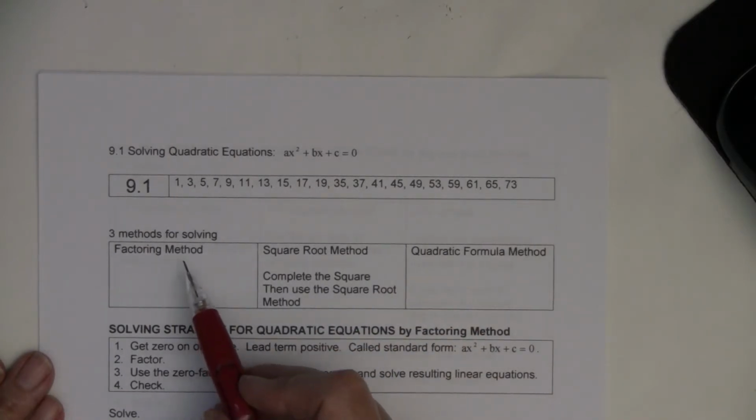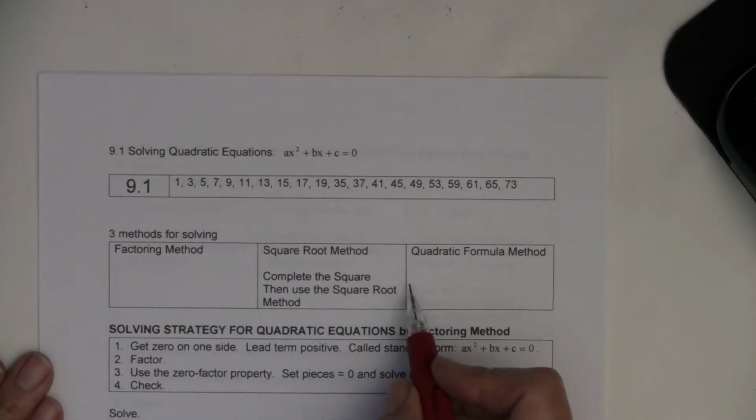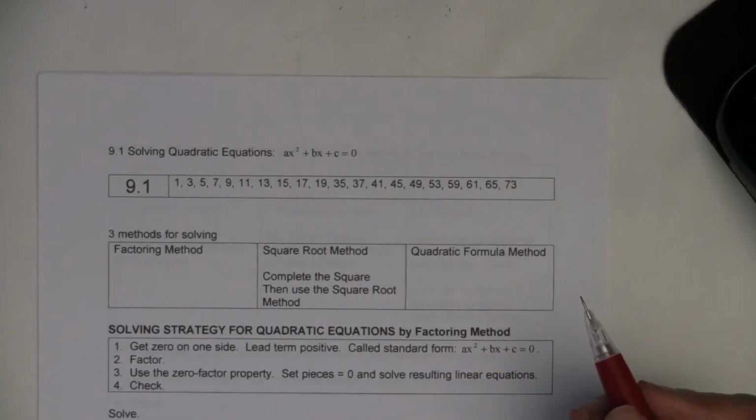They're going to remind us about the factoring method in this section. They're going to show us the square root method and also the completing the square method in 9.1, and then the quadratic formula is in 9.2. And so that's kind of what our story is going there.